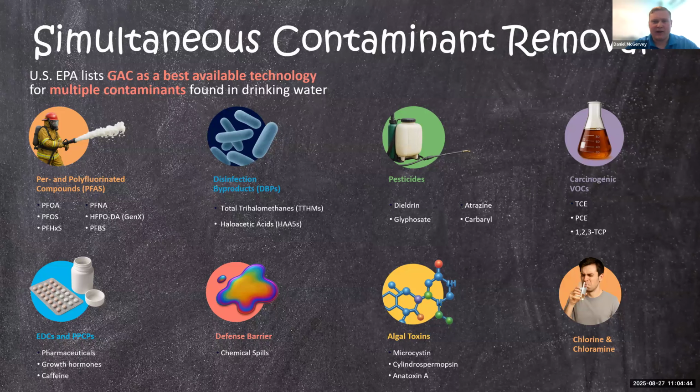It just might be that a different type of carbon is best for PFAS compared to a different contaminant. But it will remove all types of these contaminants, including PFAS, TOC to reduce disinfection byproducts, different pesticides, and VOCs. So there are lots of things. Chlorine and chloramine are another commonly targeted one. And so all of these are important uses of carbon.